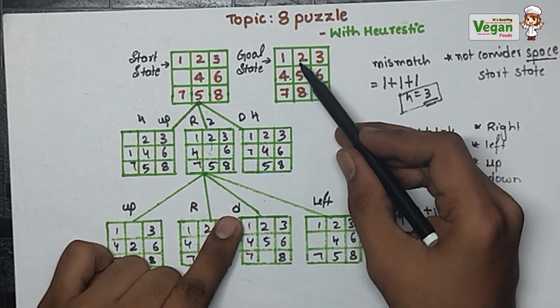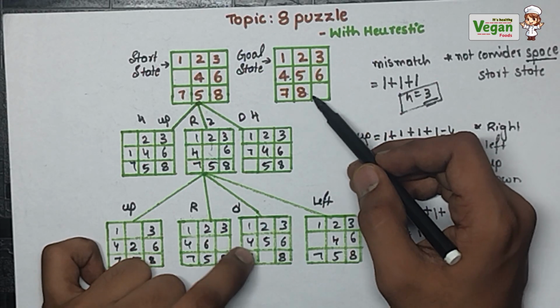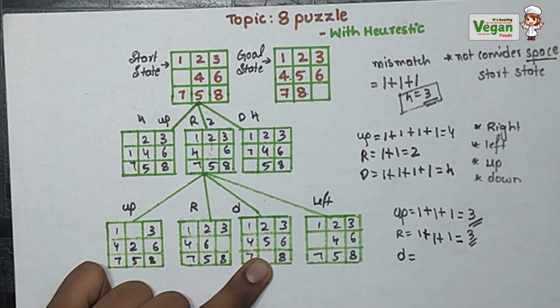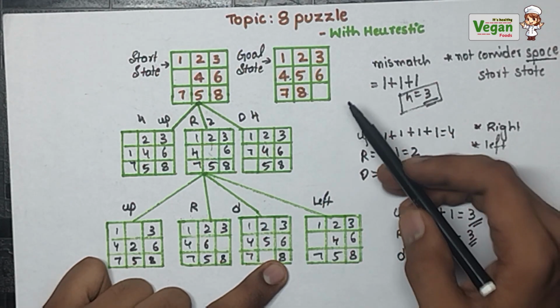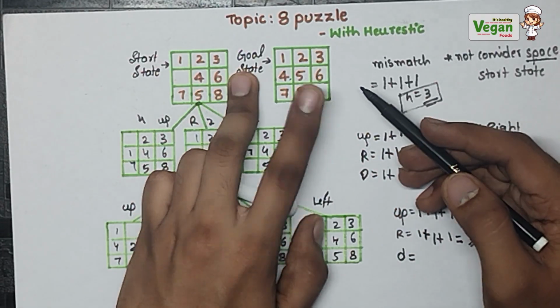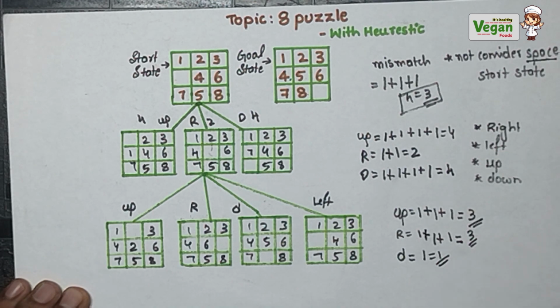Next, for the downside state. So 1 and 1 are same, 2 is same, 3 is same, 4 is same, 5 is same, 6 is same, 7 is same. Now free space is there here, you must not consider it because it is in the start state. Next, 8 is there, here free space is there. Since free space is in the goal state, we will be considering it as a mismatch. So it will be having only 1 mismatch.